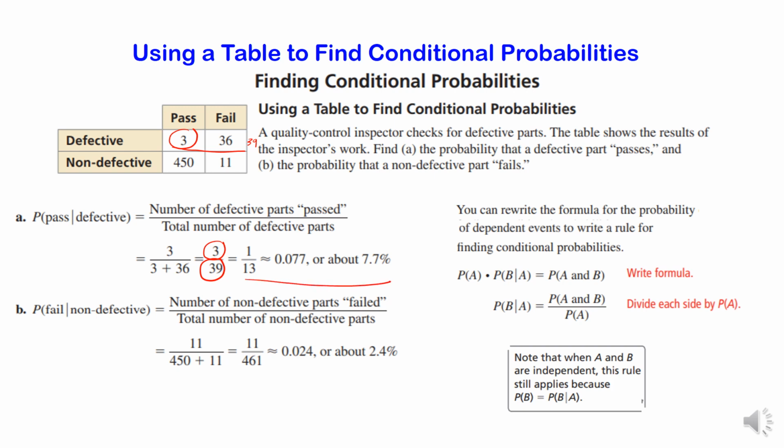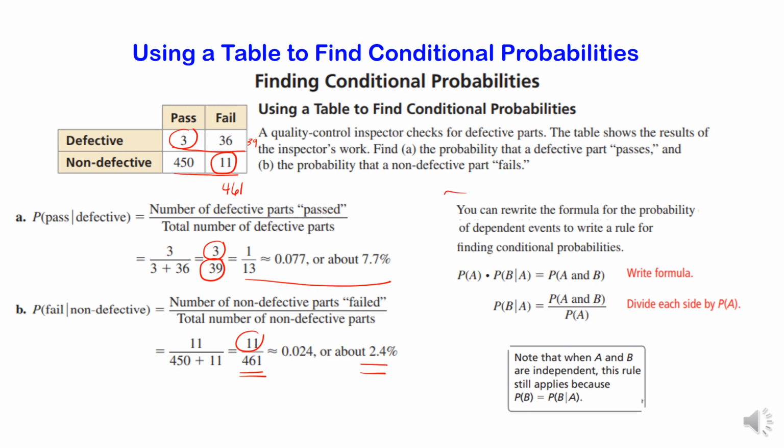Okay, then it says find the probability that a non-defective part fails. So non-defective parts, there were 461, so that becomes your denominator, and only 11 of those failed. So there is the probability that a non-defective part fails. Okay, so think about that.